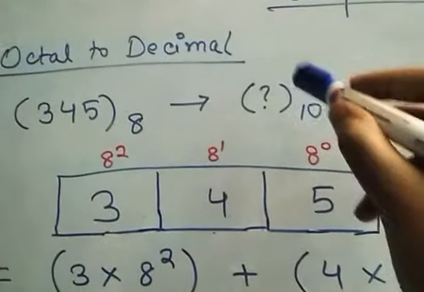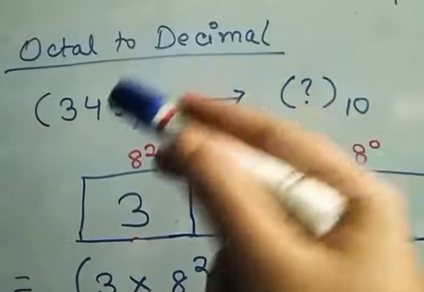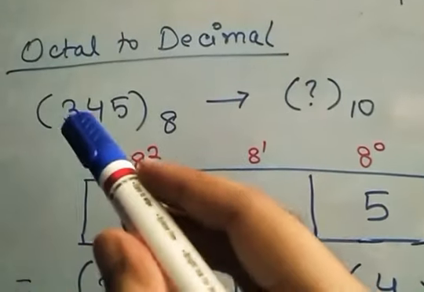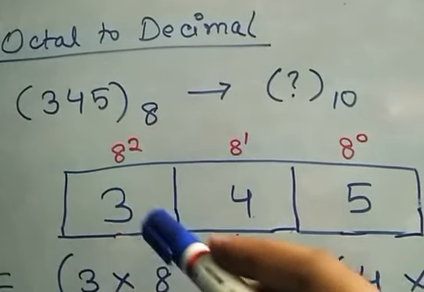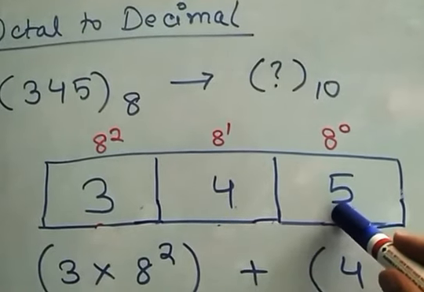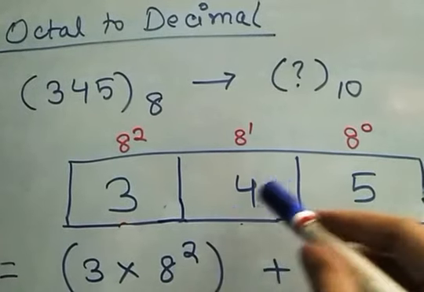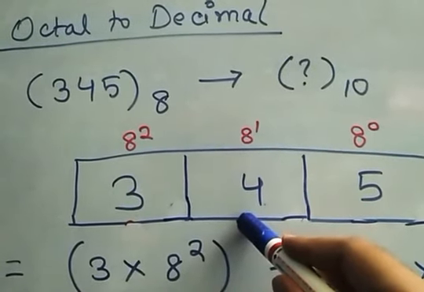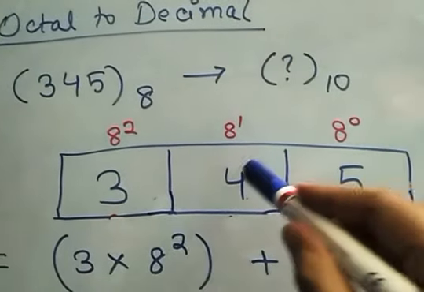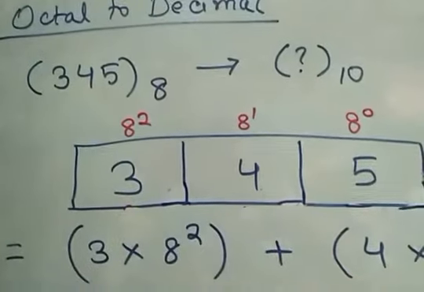For this reason a question mark is given. That means what will be the decimal equivalent of octal 345. So we can write it like this: 345. The rightmost position is 0. Just next to the left is 1. This is 2. So this is 0 position, this is 1 position, this is 2 position.